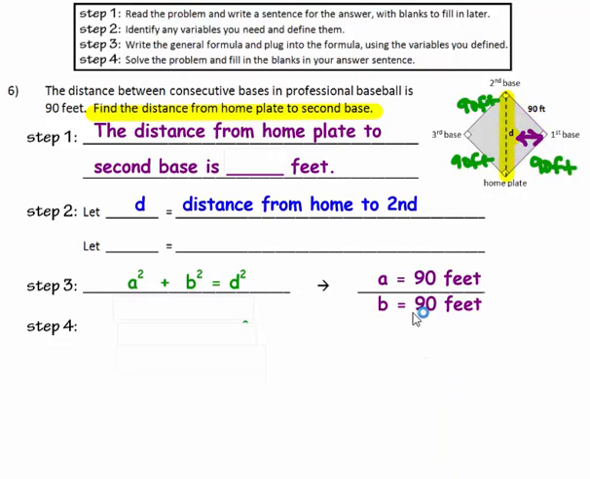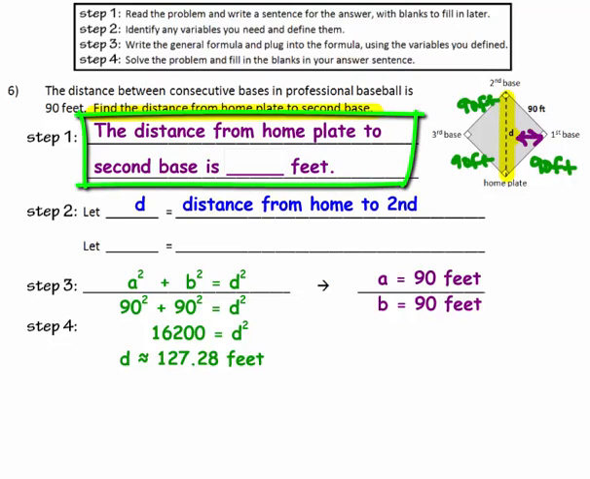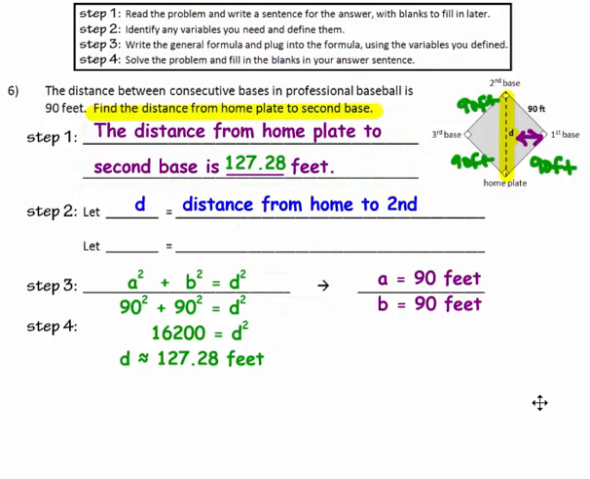So we know our A, our B are both 90. We can substitute in 90 squared plus 90 squared. Square them and add them together. And then square root. You're of course using a calculator. So we can say that the distance from home plate to second is about 127.28 feet. And we'll write that into our sentence frame.